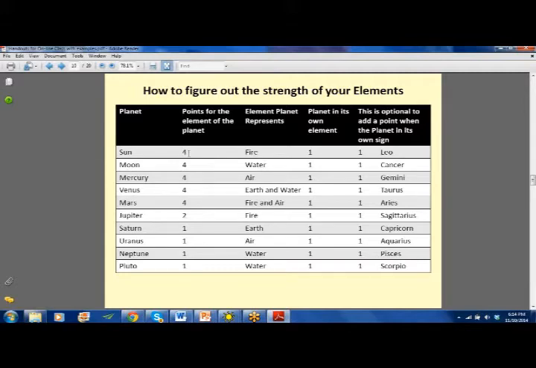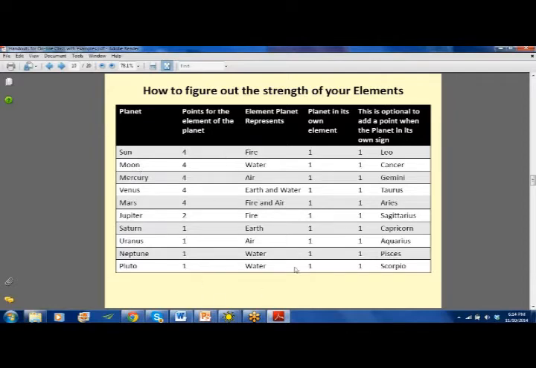So say if you had the moon, like I have the moon in a fire sign in Sagittarius, so I give 4 points for fire. But if you had it in a water sign, you'd give it 4 points, and you'd give it an extra point for being in that water sign. So say Pisces, say you had the moon in Pisces, you could add an extra point. And if you had the moon in Cancer, you'd add yet another point.